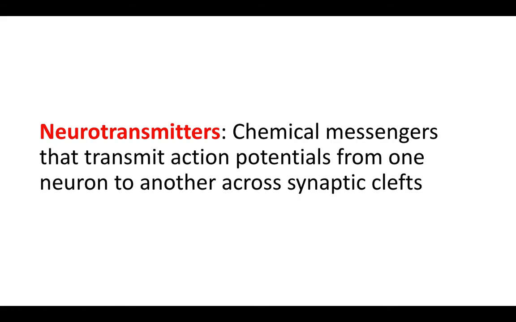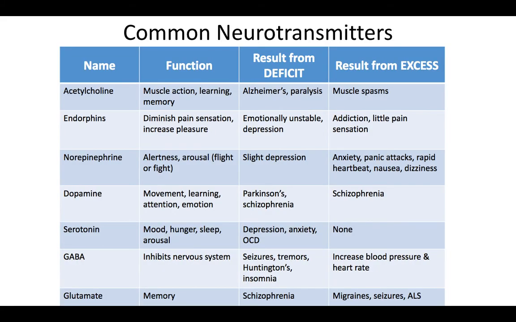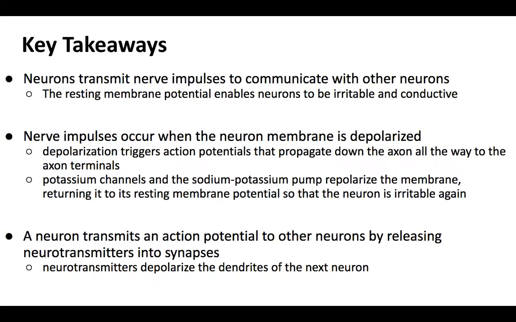And then last of all, you do need to know the word neurotransmitters. So neurotransmitters are chemical messengers that transmit action potentials from one neuron to another across those gaps between the neurons, which are called synaptic clefts. Here's an example of what can cause neurotransmitters to not work the way they should. And here are some common neurotransmitters that we're going to be talking about at some point throughout this unit.